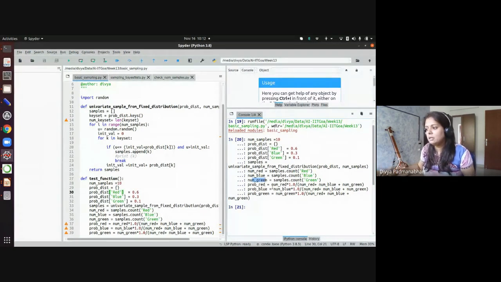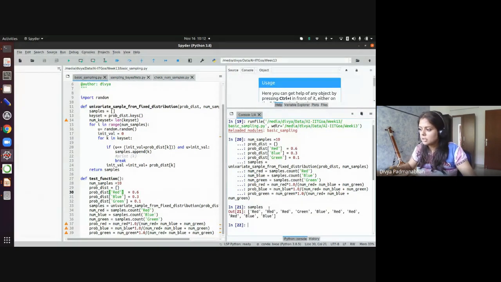And then I'm trying to compute from these samples, what is the probability? So number of red samples divided by the total, number of blue by total, and number of green by total. I'm just trying to see whether it really gives me the probability distribution that I started with. So let's just see the samples. These are the samples, right? A couple of red, green, blue, and so on.